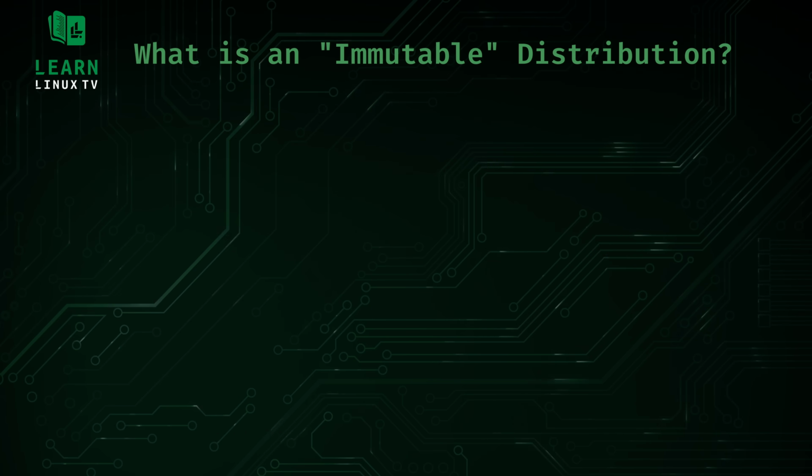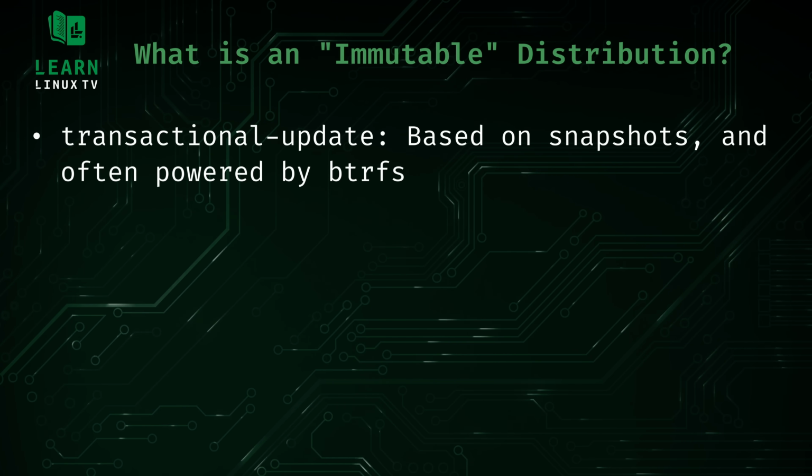In addition, we also have Transactional Update, which is used by OpenSUSE MicroOS. It's an approach based on snapshots and is typically powered by Btrfs. With this model, updates are applied to a new file system snapshot, and if something breaks, you can roll back to a previous configuration easily.